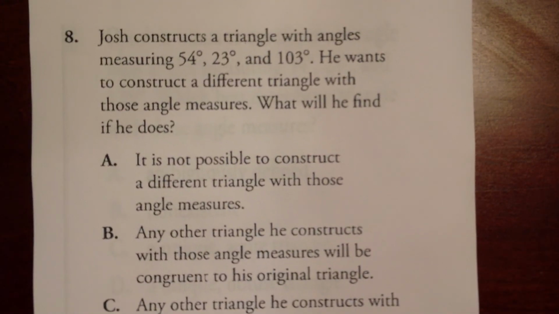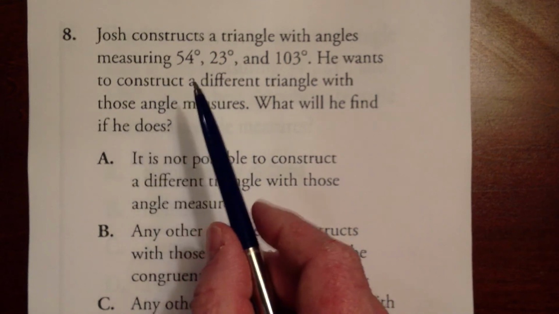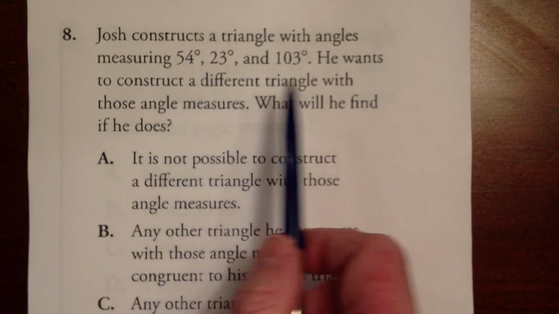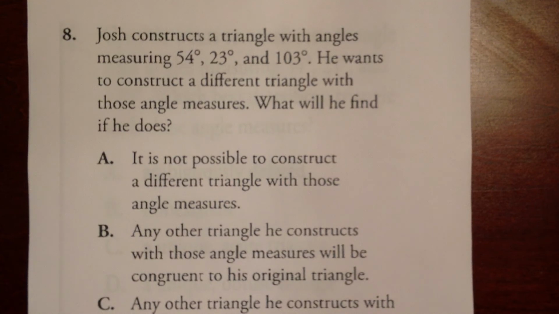Josh constructs a triangle with angles measuring 54, 23, and 103. He wants to construct a different triangle with those angle measures. What will he find if he does? Remember, we can have any number of different triangles with these angle measures. They can be big ones or small ones. Remember, the side lengths are what's important to make it what we call a unique triangle.